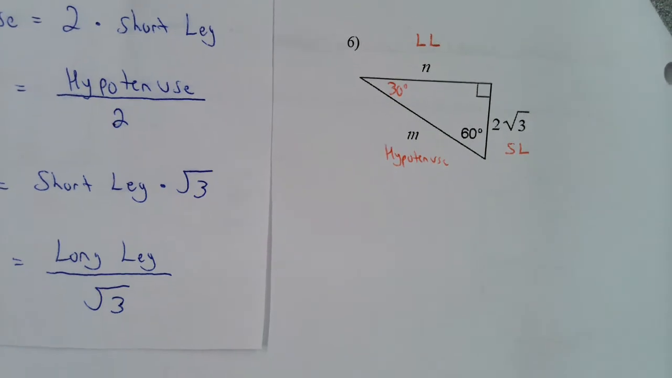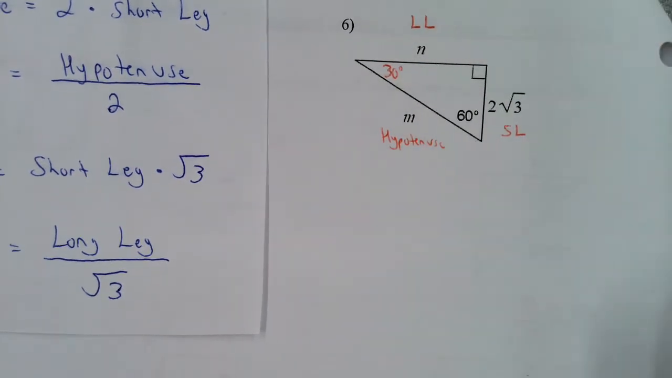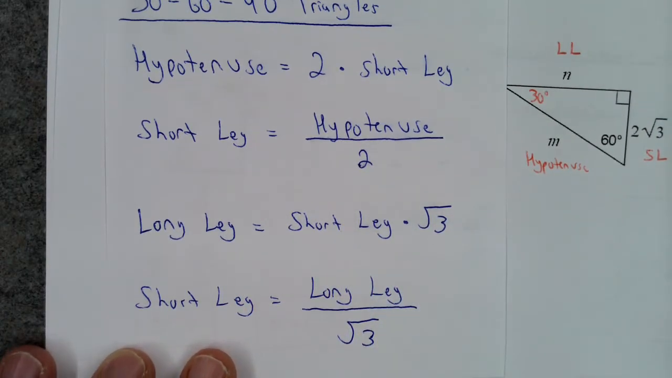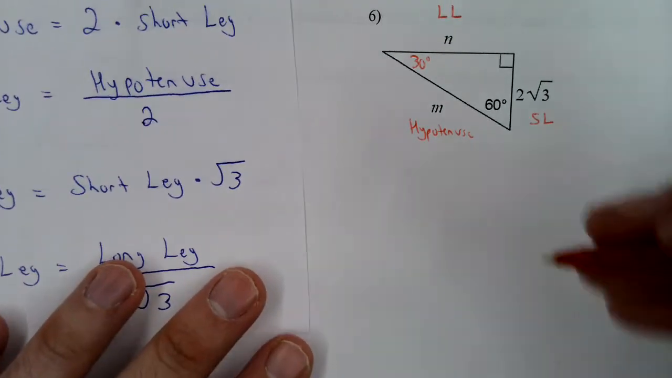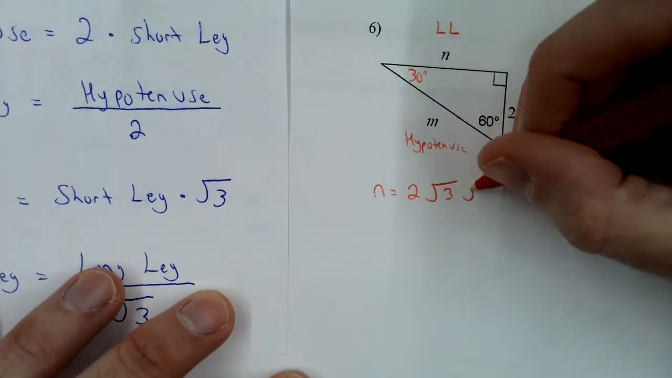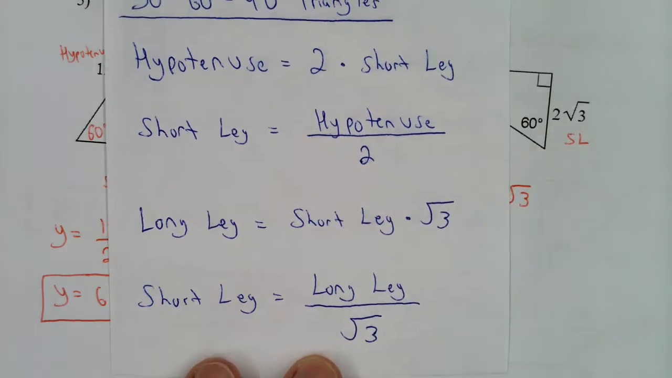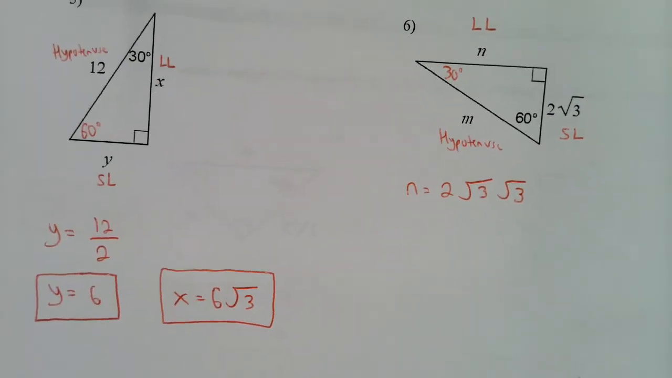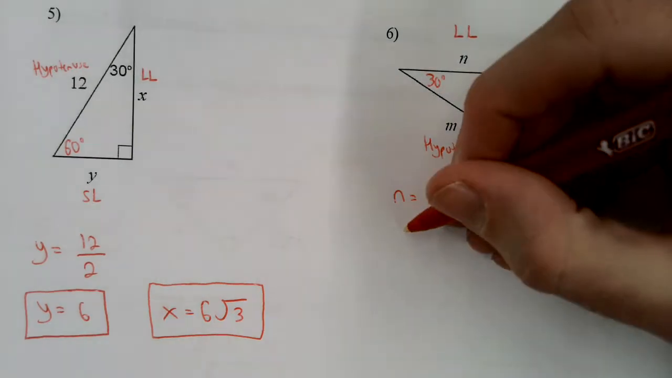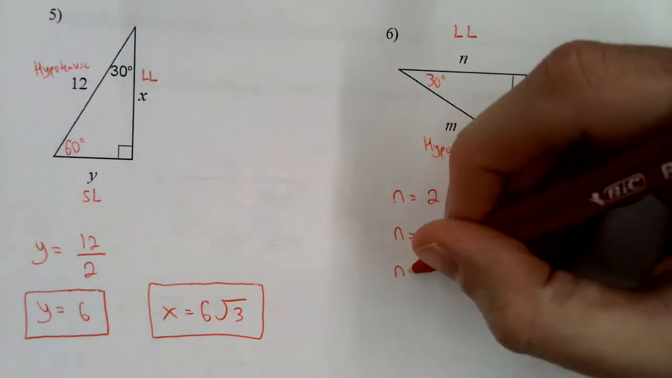Since we have the short leg, we can solve for either one next. I'll just go with the long leg. Let's do the long leg next. So let's solve for n. Long leg equals short leg times square root of 3. So n equals 2 square root of 3, because that's the short leg, times the square root of 3. Square root of 3 times square root of 3, you should know, is 3 right away. And 2 times 3 equals 6.